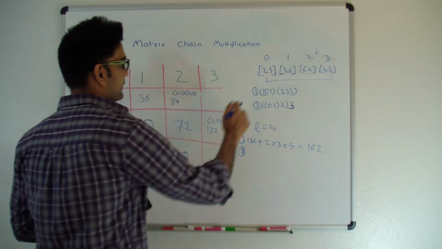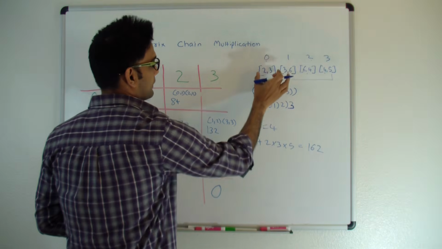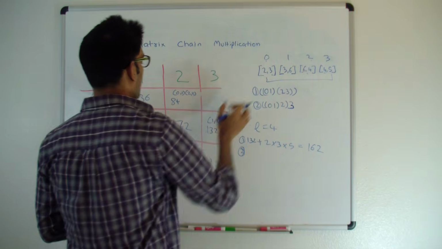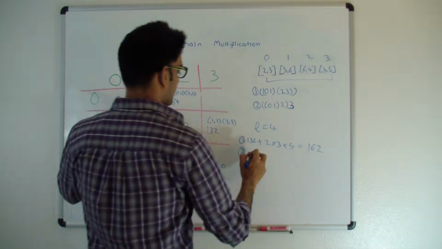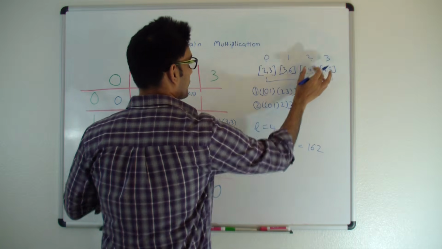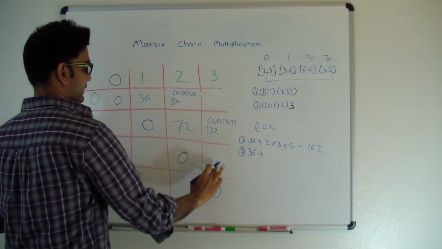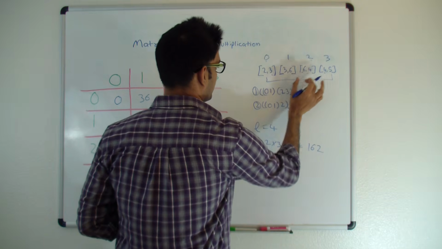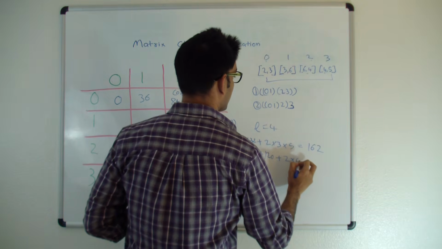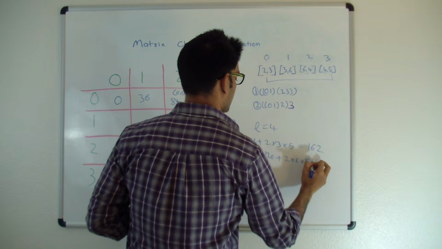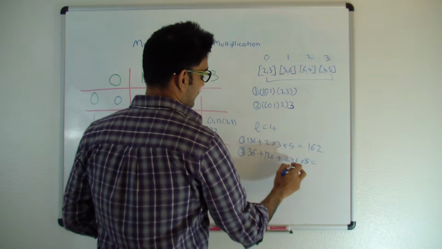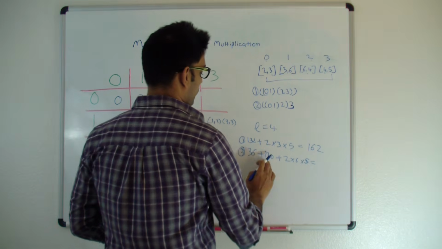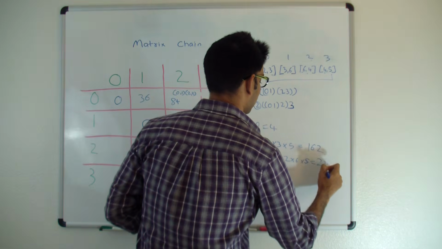Let's do another one. Let's try to multiply the result of this with the result of this. So we already know the cost to get 0, 1 is 36. The cost to get 2, 3 is 120. Plus the result of this with this will be 2 into 6 into 5. So this is 2 into 6 into 5 is 60. 60 plus 156, so 216.